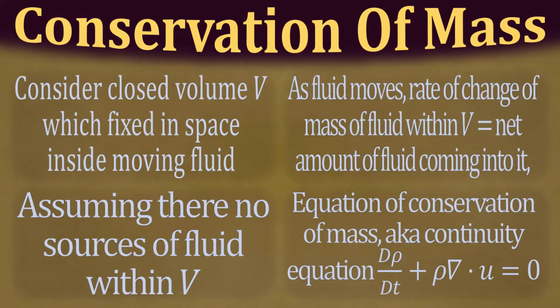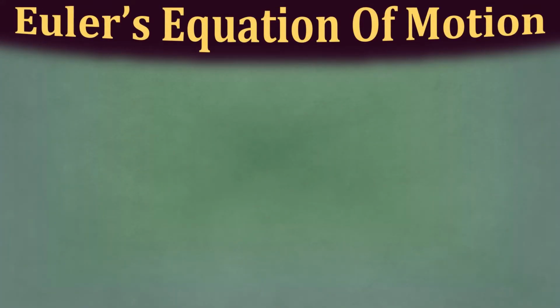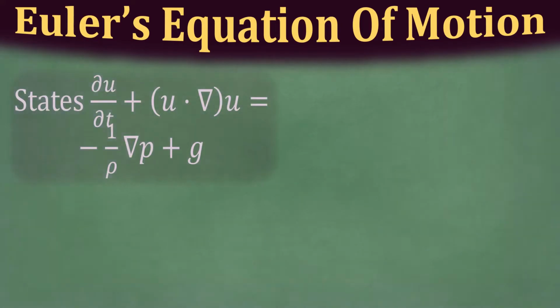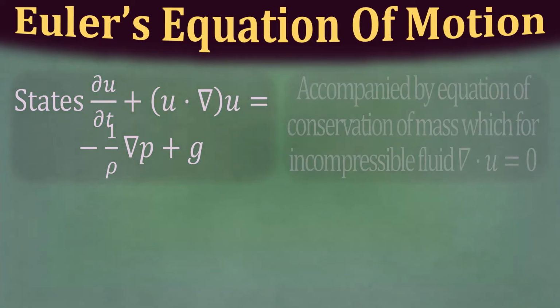Now, let's discuss Euler's equation of motion. It states that the partial derivative of u with respect to t plus u dot grad u is equal to minus 1 over ρ grad p plus g. It is accompanied by the equation of conservation of mass, which for an incompressible fluid is that the divergence of u is equal to 0.